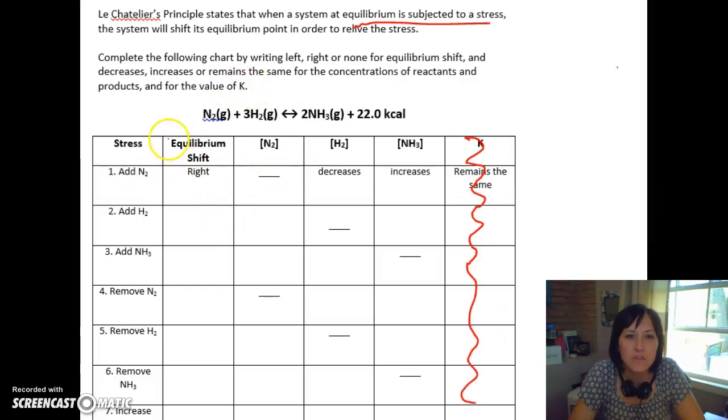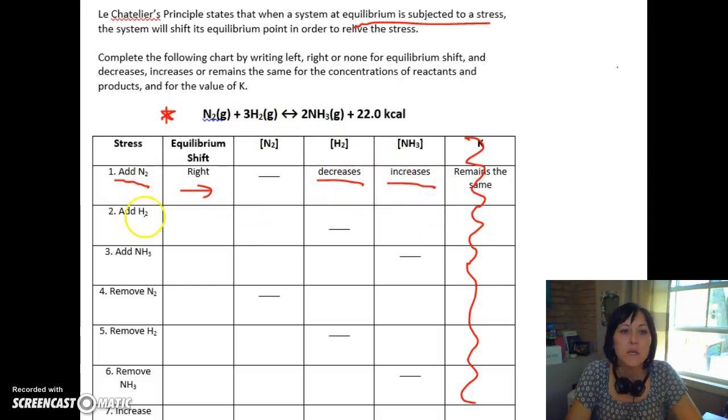So here in the first example, here's our equation, creating ammonia. If we add N2, a reactant, where's the shift going to be? It's going to shift towards the products, towards the right. So then, if it's shifting towards the right, towards the products, you're going to have a decrease in a reactant, and you're going to have an increase in the product, okay? So let's do the next one.